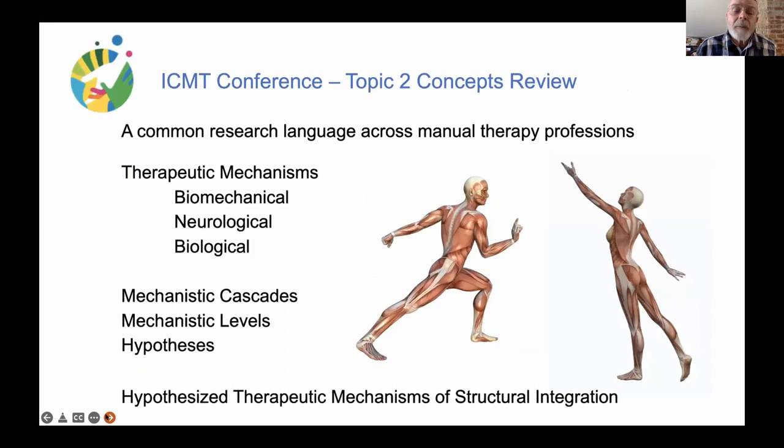So just to wrap it up, review it, we're trying to develop a common research language across manual therapy professions. We're not trying to define structural integration in any other way than for research purposes. We've talked about therapeutic mechanisms, biomechanical, neurological, biological. We've talked about mechanistic cascades, and we've illustrated a lot of them. We've talked about the different levels at which a mechanism can be analyzed. We've talked about hypotheses, why they're important. And we've talked about hypothesized therapeutic mechanisms of structural integration. So we can go back to any of these. Thanks for your attention.